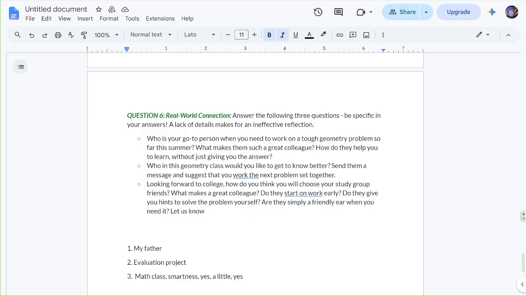And real world connection, answer the following 3 questions. Who is your go-to person when you need to work on a tough geometry problem so far this summer? What makes them such a great colleague? How do they help you to learn without just giving you the answer?